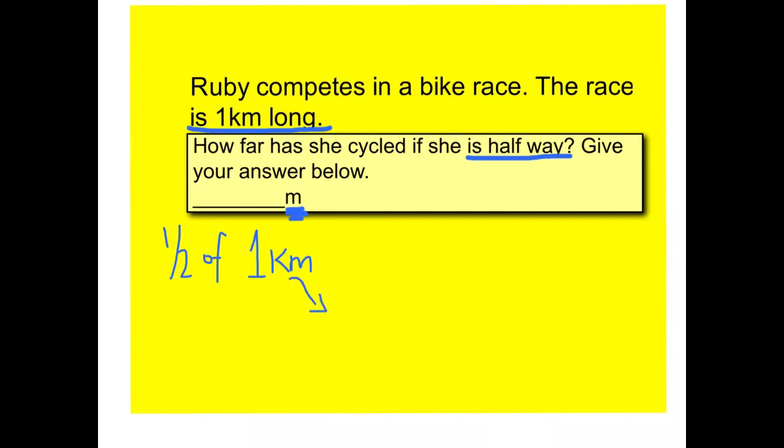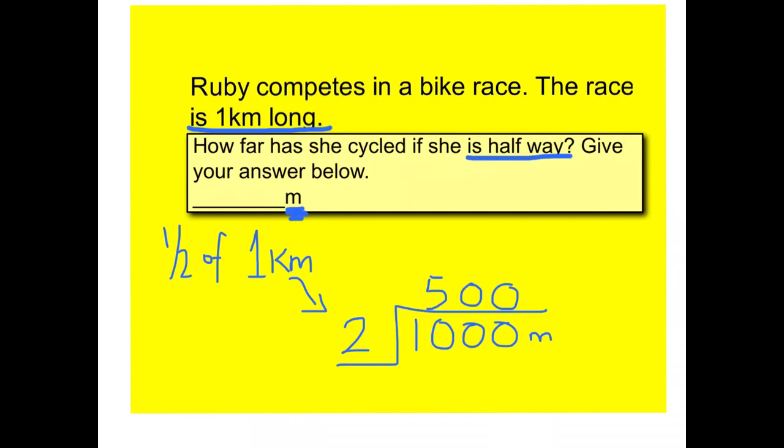So first off, we've got to do some converting. 1 kilometre is 1,000 metres. And we need to work out half of that, so we divide it by 2. 2 into 10 goes 5 times. 2 into 0, 2 into 0 goes 0. So my answer is 500 metres.